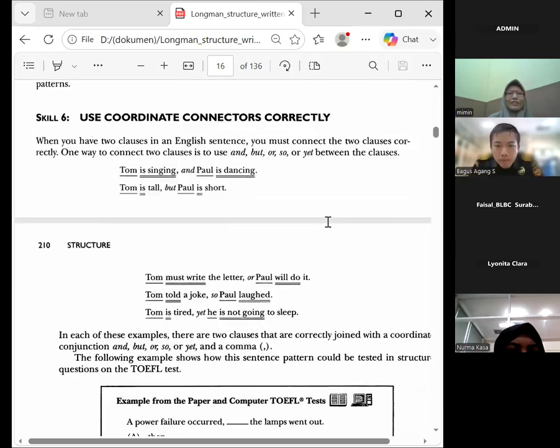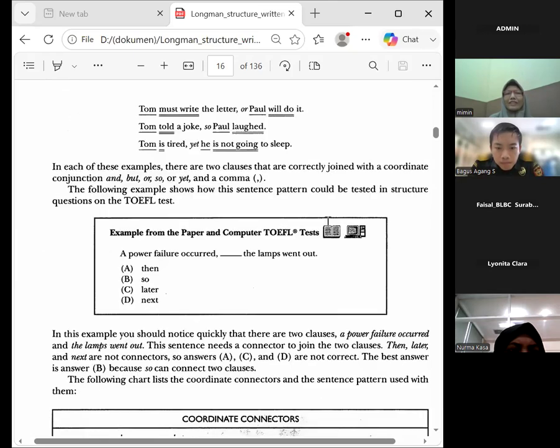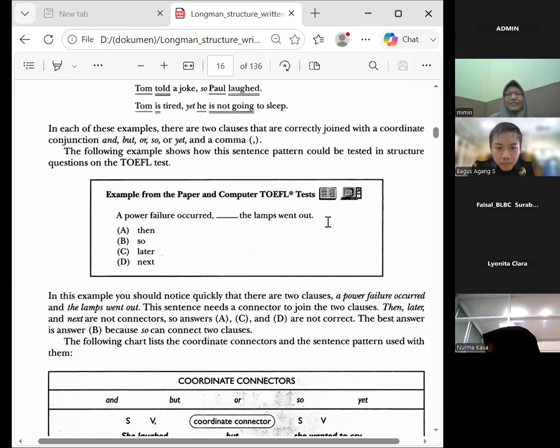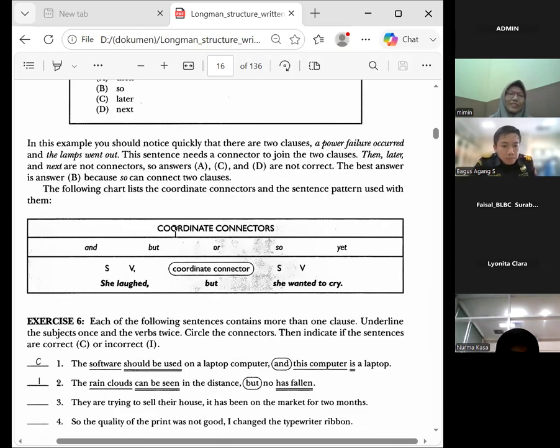Is this the one that you have in your file? Yeah. Right. Okay. So coordinate connectors, what we talk about are five. You have to memorize them all. And, but, or, so, and yet. What is the use of those connectors? As the name indicates, connector means to connect. To connect what? To connect one clause and another clause.